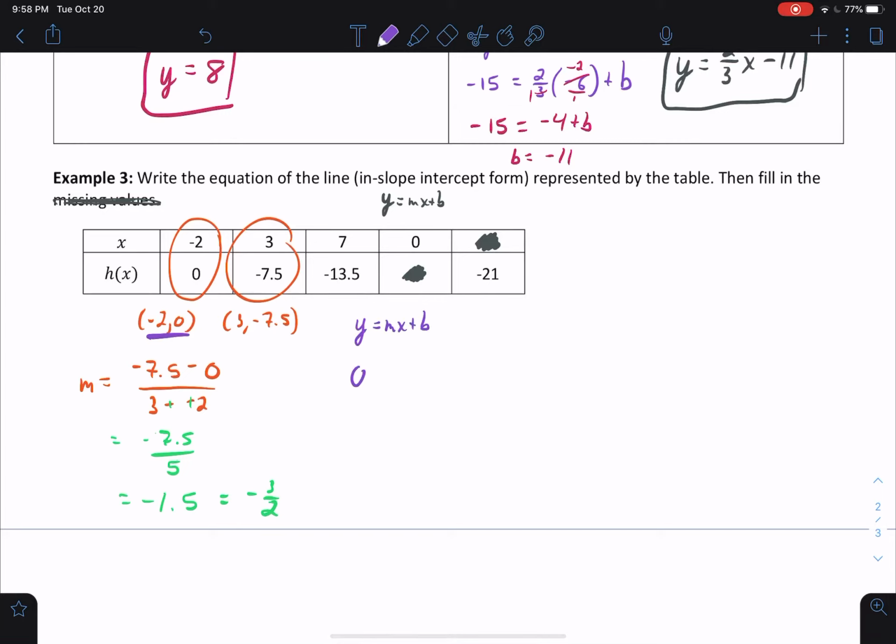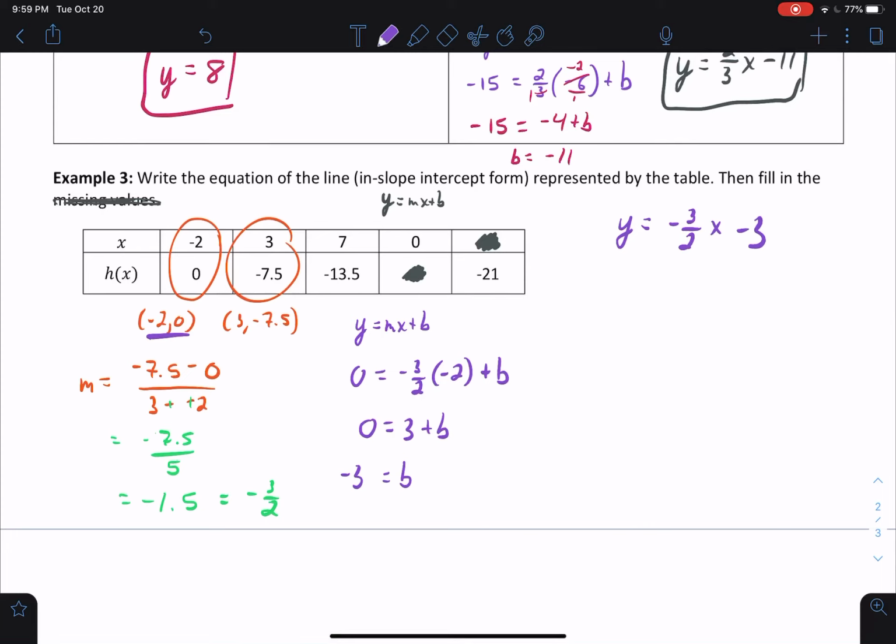I plug in 0 for y. I plug in -3/2 for my slope, m. I plug in -2 for x, and I'm solving for b. So -3/2 times -2 is going to give me 3. So 0 equals 3 plus b. Subtract 3 from both sides. I'll get b equals -3. All right, so my equation here is y equals -3/2 x minus 3.